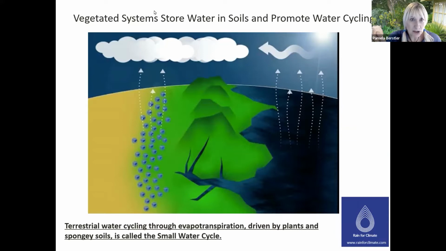Now, there are two main water cycles that we're going to talk about, but we're going to concentrate on the small water cycle because this is the predominantly terrestrial water cycle. It happens over the ocean also in some areas, but this is what's happening on land. And this is the water cycle that is managed by plants.